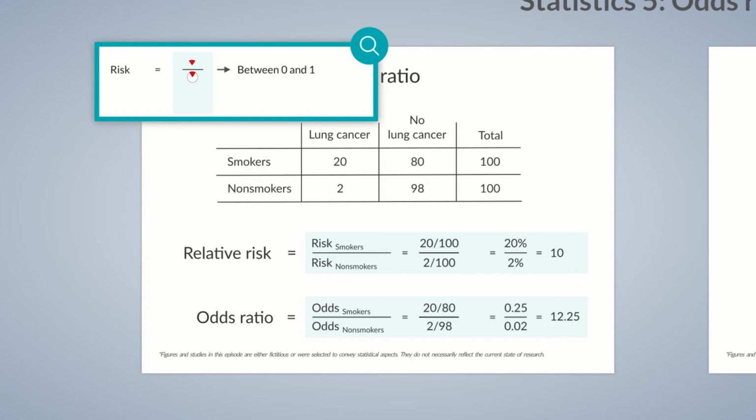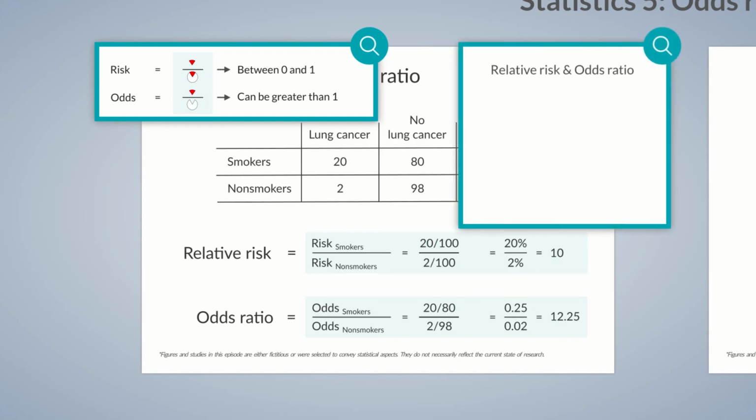In contrast, the odds of developing the disease is calculated by dividing the number of individuals with the disease by the number of individuals without the disease. It can assume a value greater than 1. Let's now turn to the range of values for the relative risk and odds ratio. Interestingly, the range of values for both are identical. Both can assume values between 0 and infinity.